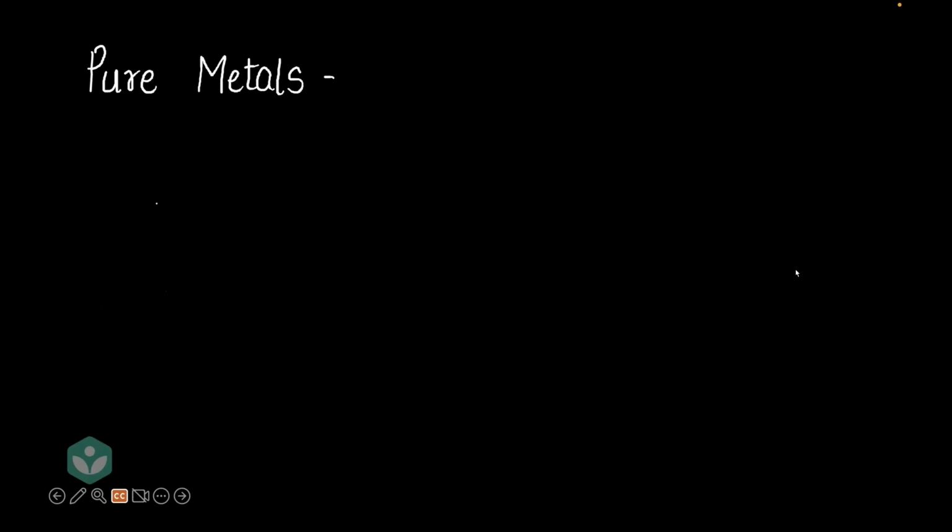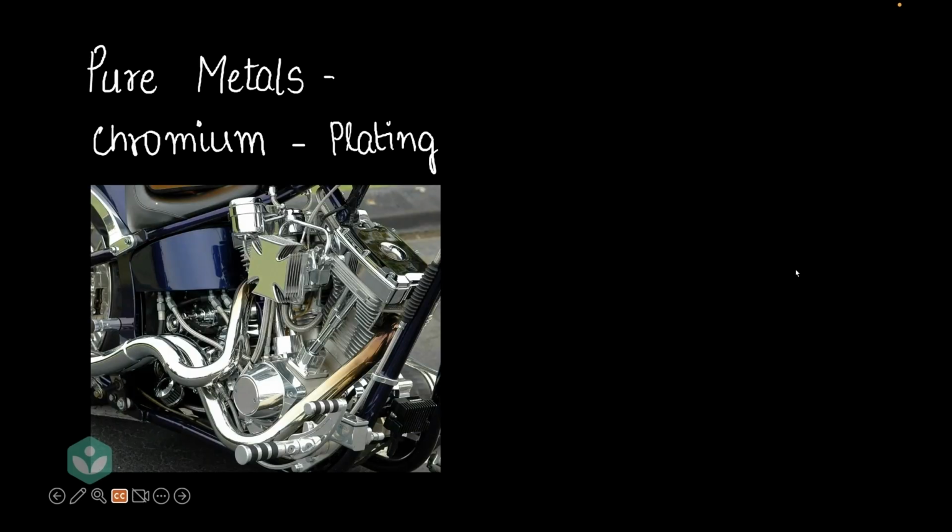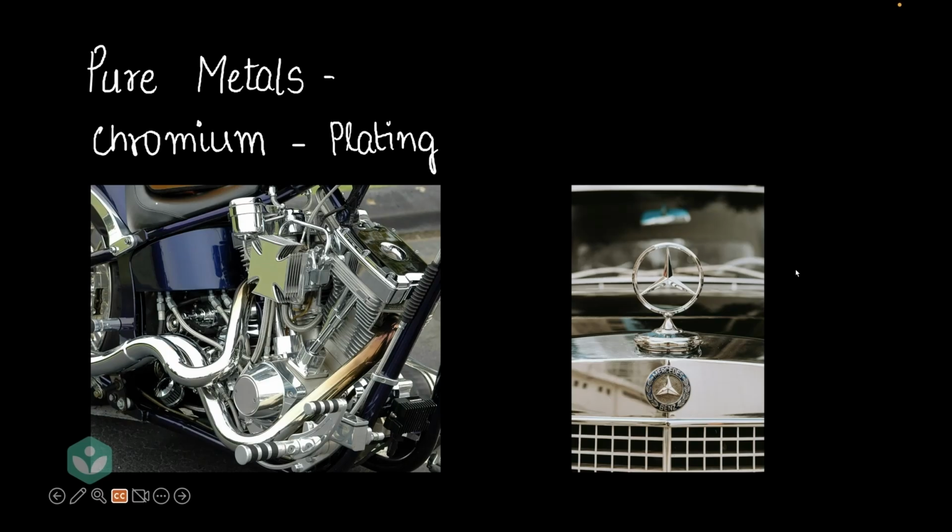Chromium is an example of a metal which is shiny and doesn't get corroded easily, so it's often used for plating over other metals. Here's an example of a bike engine which has been plated with chromium, or this symbol on a car which has been plated with chromium. Chromium is often used to plate even a lot of industrial equipment so that it does not get rusted.